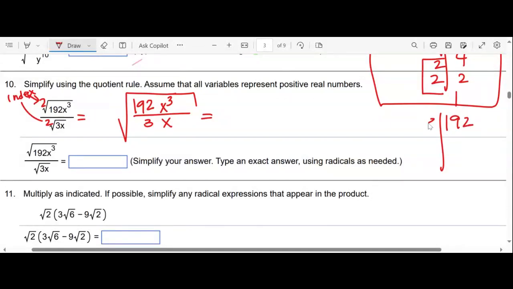192 divided by 3. Correct? So you have 64. And x to the power of 3 divided by x squared. So you get x squared. Okay? Clear or not clear?